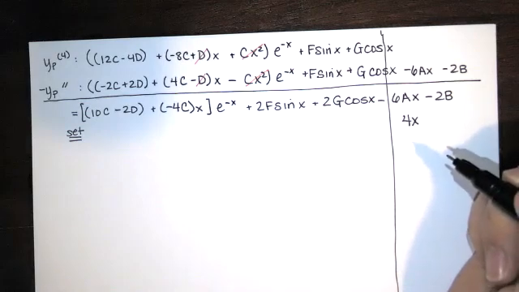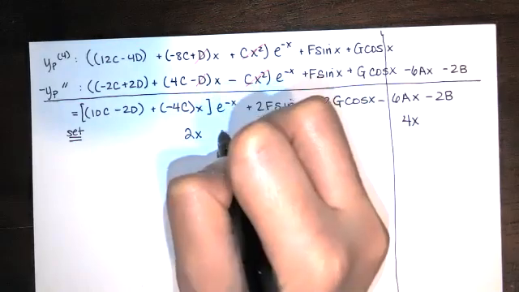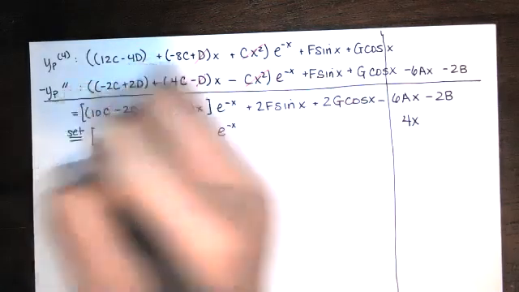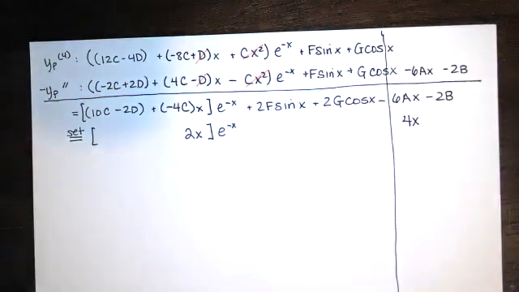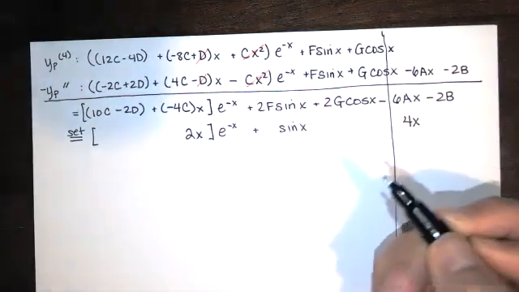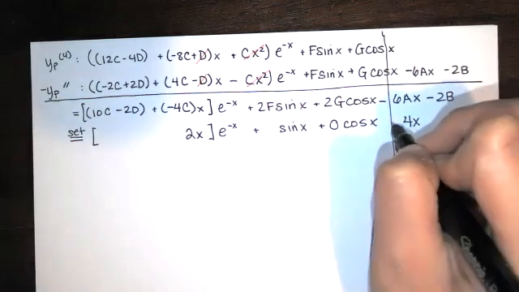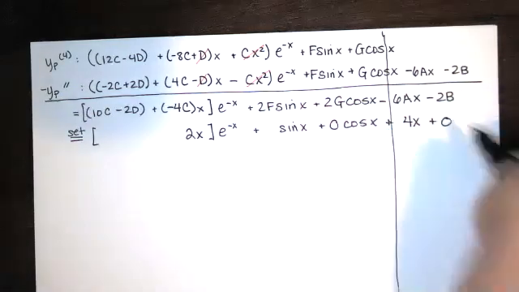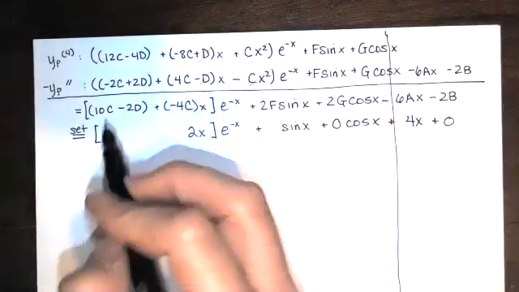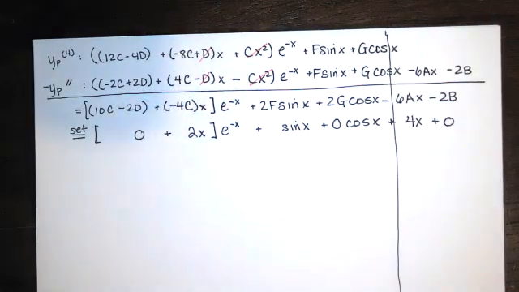And then I had a 2x e to the -x, just adding that so that the form matches. And then a single sine of x. Now I don't have any cosines over here, so I'll add a 0 times cosine of x. And I don't have any constant terms, so I'll add a 0. And I don't have a constant times e to the -x, so I'll add a 0 over here as well.